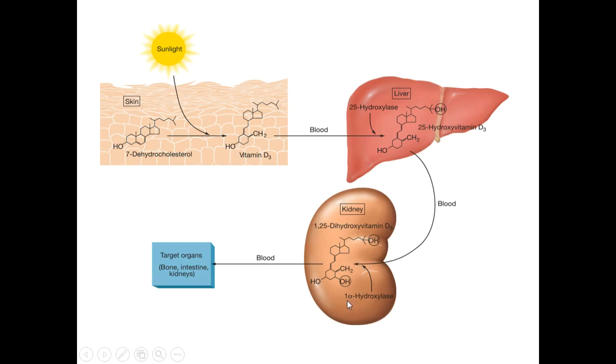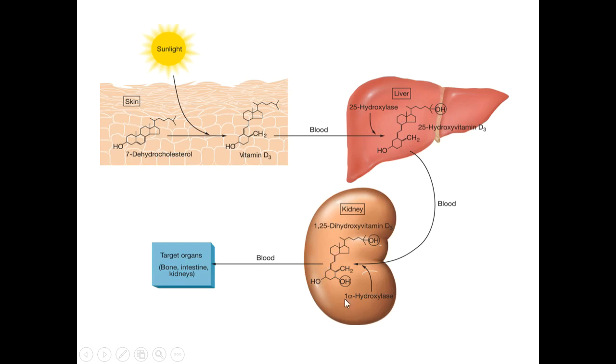In the kidney, we have the 1-alpha hydroxylase enzyme that will add another hydroxyl group to the vitamin D, and thus it will produce 1,25-dihydroxy cholecalciferol, which is the active form of vitamin D. Vitamin D will pass through the blood into the target organs, which are the bone, the intestine, and the kidney. How does parathyroid hormone affect this process?